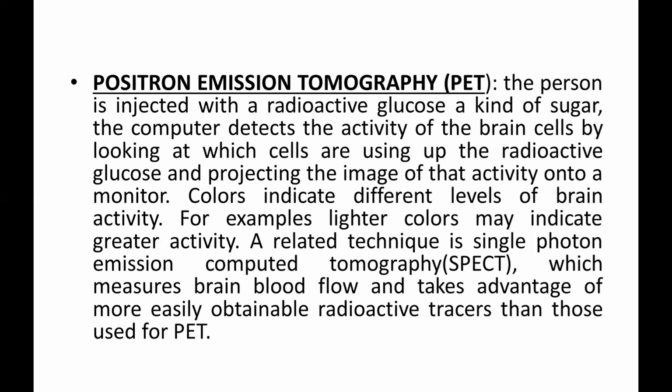Positron emission tomography (PET). The functional neuroimaging methods discussed so far rely on the electrical activity of the brain. Other techniques make use of other indicators of brain activity, indicating energy consumption or changes in brain oxygen levels. If areas of the brain are active, they are likely using fuel and oxygen. In positron emission tomography (PET), the person is injected with a radioactive glucose, a kind of sugar.